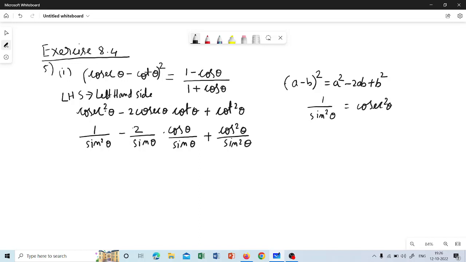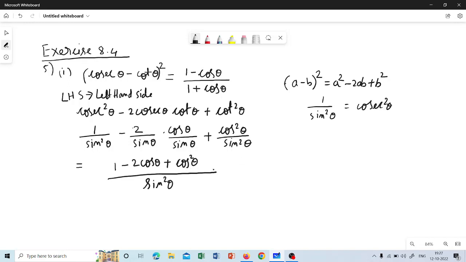So now we can see the denominator is sine square. So I can take the denominator as sine square and the numerator is 1 minus 2 cos theta plus cos square theta, by sine square theta.